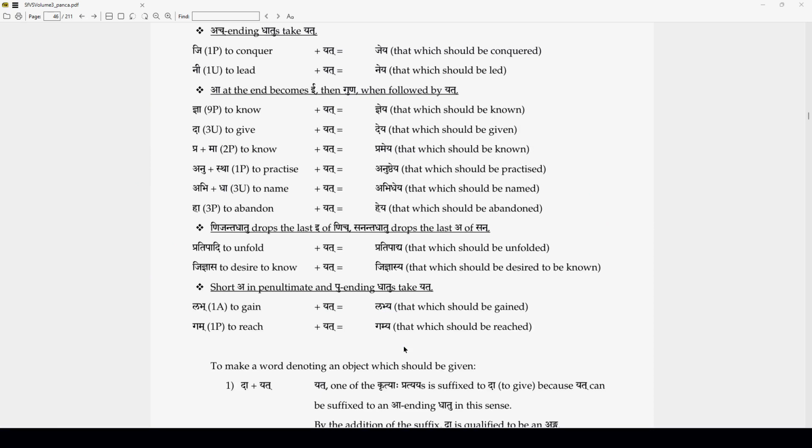There were other examples we also saw, like ramya. This is ram dhatu, ramate. We have seen ram in the lat lakara. So here ramate means enjoys. So ram plus yat. Because it is ram, and there is a makara, and before that there is a hrasva a, we add yat. So we get ramya. Similarly namya, gamya.